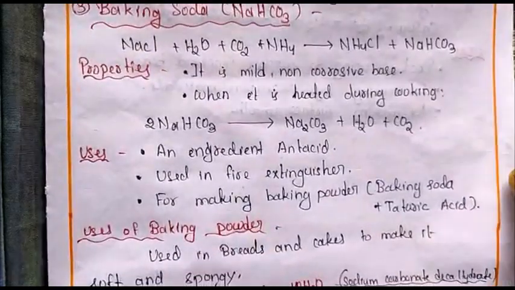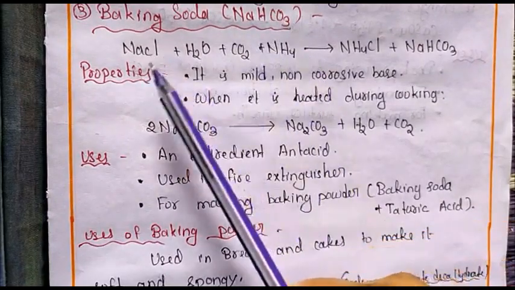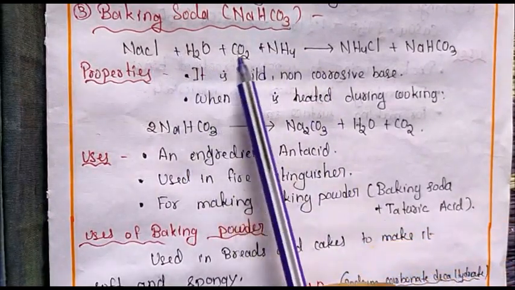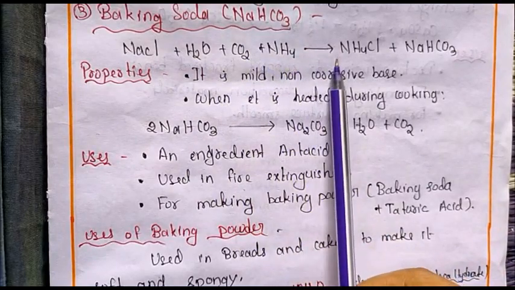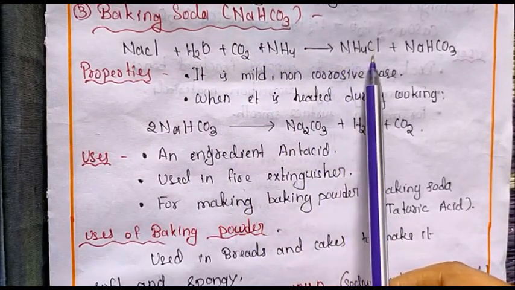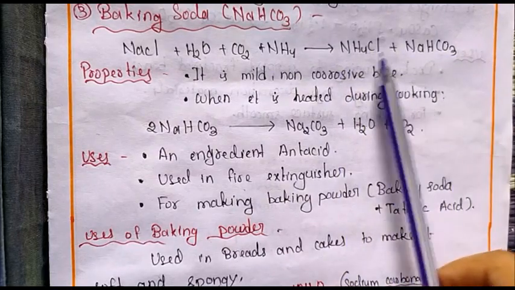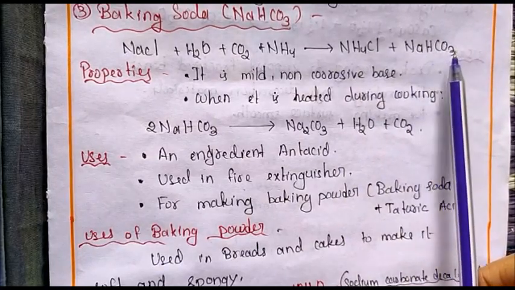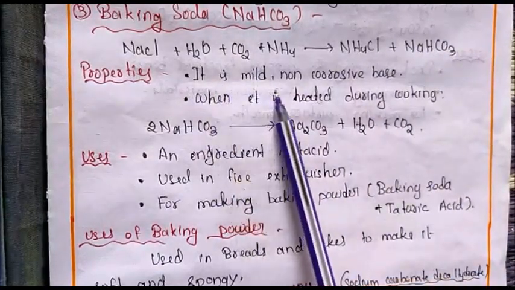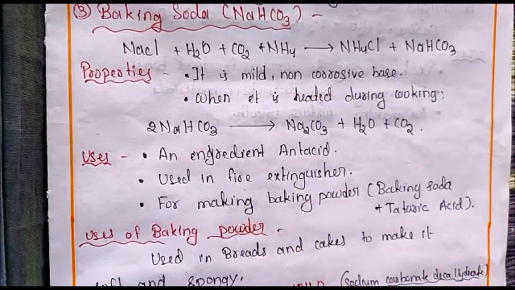Now come to baking soda. Formula of baking soda is NaHCO3, sodium hydrogen carbonate. Sodium chloride plus water plus carbon dioxide plus ammonia gives NH4Cl plus NaHCO3. Ammonium chloride and baking soda. Properties of baking soda: it is a mild, non-corrosive base. This is not corrosive. It is not harmful.